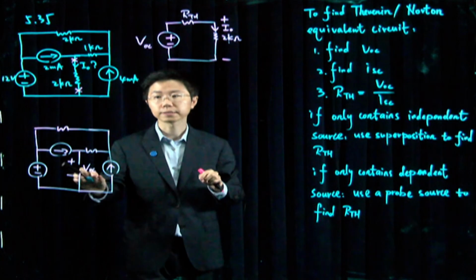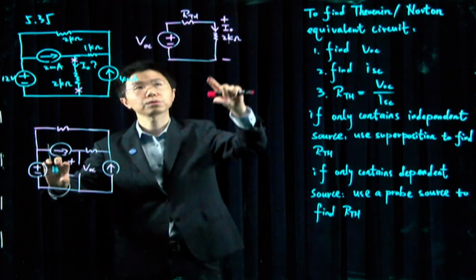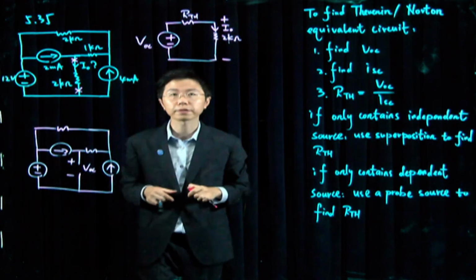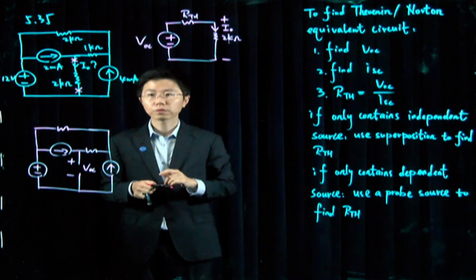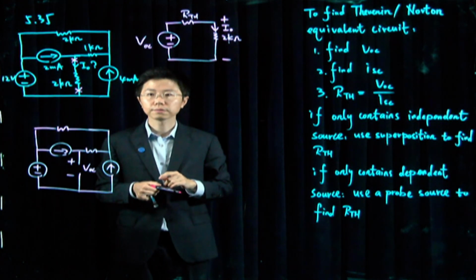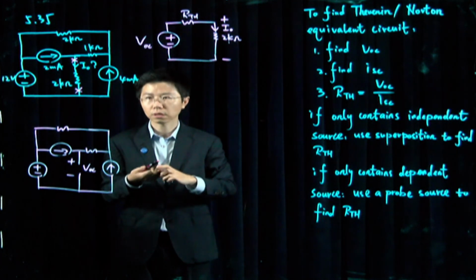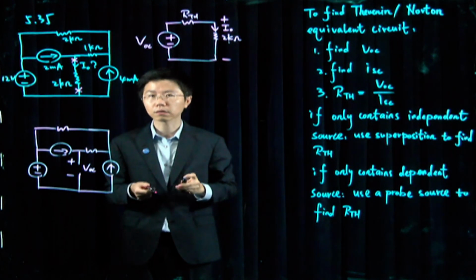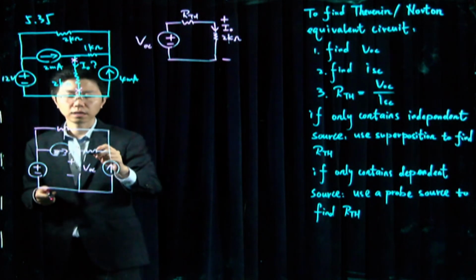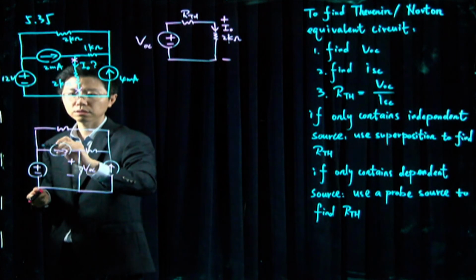Notice the polarities here correspond to the polarity of my choice of the separation. For this question, finding VOC is actually not very hard. If you look at this, we can get VOC just by applying Kirchhoff's voltage law on this loop.